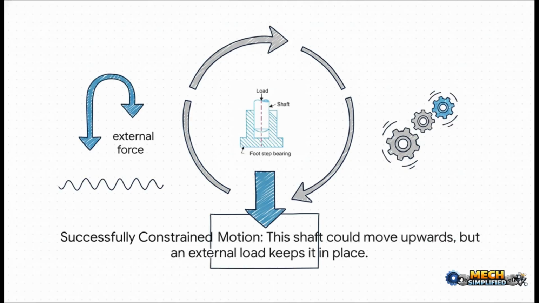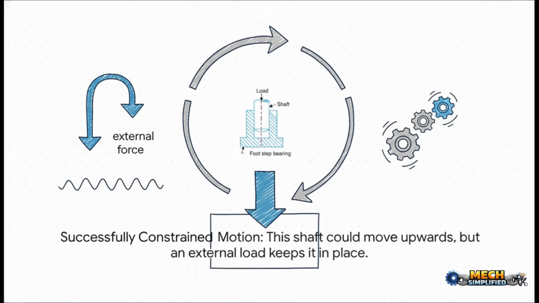Sure, it can spin, but what's stopping it from just popping right out of the hole? It seems unconstrained. But what if you add an external force, like the weight of a heavy wheel on top of it? All of a sudden, it's predictable. It can only spin.